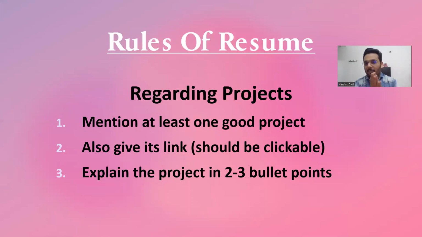3 projects is an ideal number you can put, and at least one project should be there in your resume. One good project must be there. You cannot skip the entire project part. Then, as I told, to validate the project, a link should be given, and that should be a clickable link. And the third point is you should mention the details about your project in 2 to 3 bullet points: what you have done in this project, what tech stack you have used, what programming languages were there. This is the description of the project that you should put under the name.